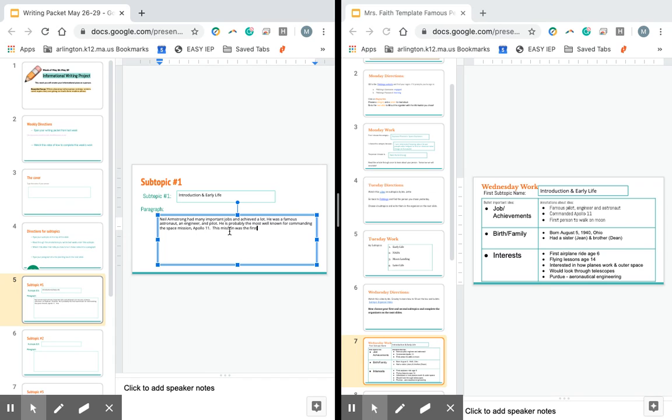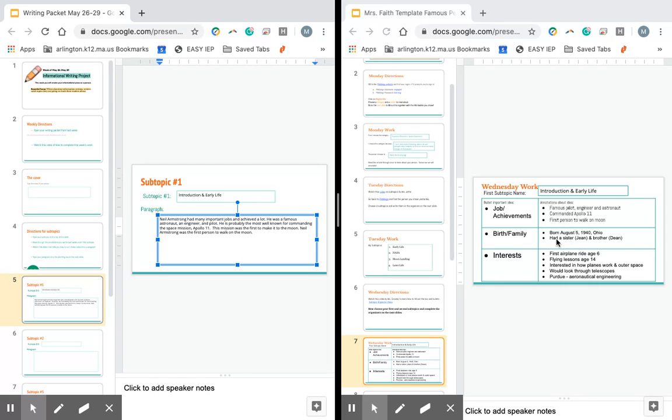This mission was the first to make it to the moon. And then I might say Neil Armstrong was the first person to walk on the moon. All right, so now I've turned all my annotations into sentences.